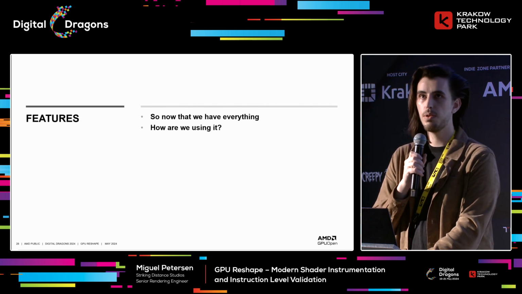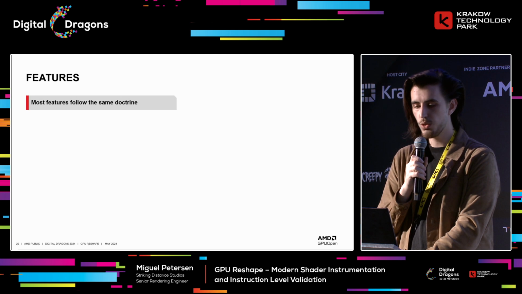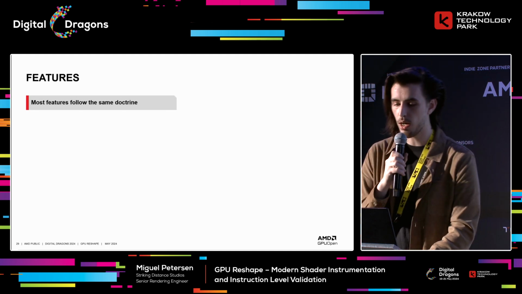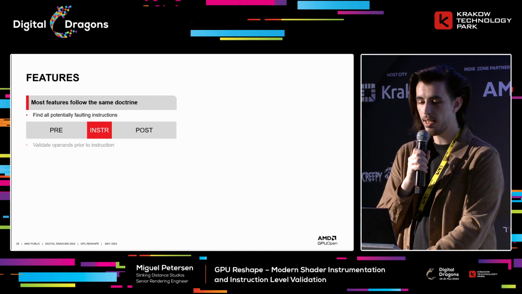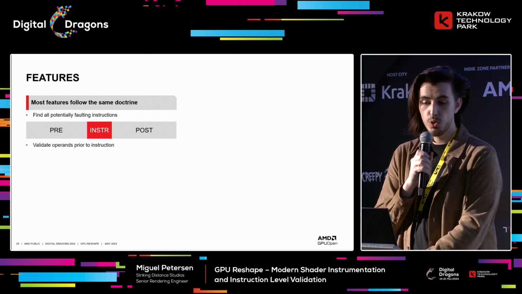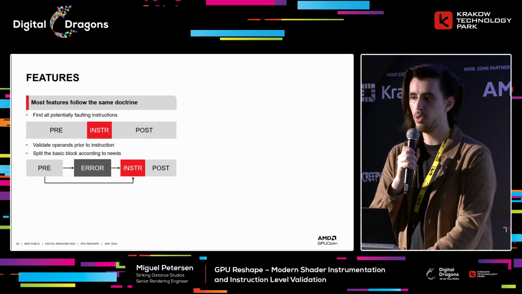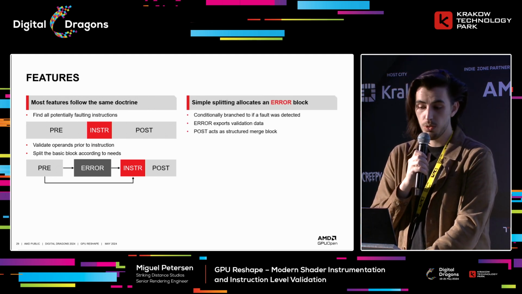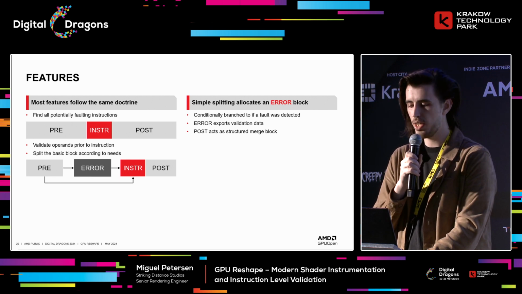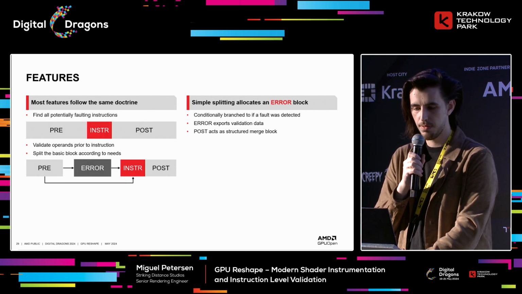So that's a lot of different things, right? So let's talk about how they're actually used today and how we really validate things. So most features follow the same doctrine. We find all the instructions that can cause issues, we validate them somehow, and then we split these blocks according to needs, since we now need to branch. Again, a block being like an instruction stream. If a fault was detected, we branch to the error block, which then exports some data, and if not, we just resume the program. Pretty simple stuff.